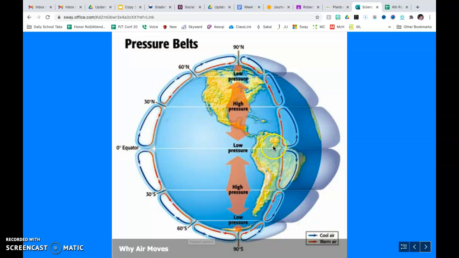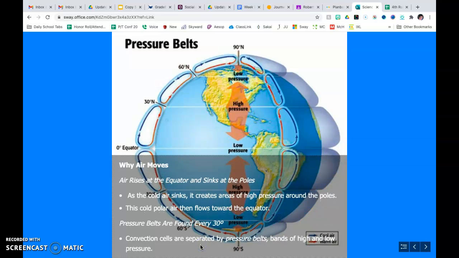And you'll also see over to the side, you've got cool air sinking and warm air rising within each one of these. So from 0 degrees to 30 degrees north latitude, from your low to your high pressure, this is what is causing this to happen. It's due to the sinking of the cool air and the rising of the warm air. So this is why air moves. Air rises at the equator and it sinks at the poles.